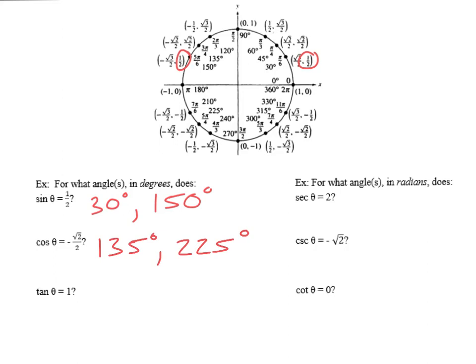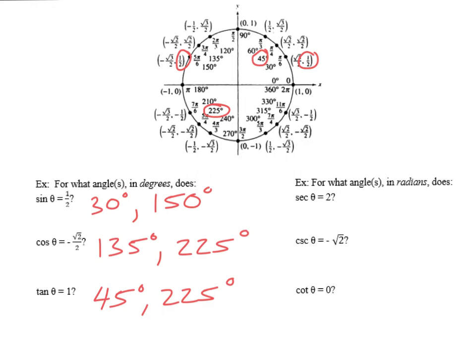Tangent of 1, a little bit tougher, right? Because this number isn't listed on the unit circle. I'm looking for where the x-coordinate and the y-coordinate are the exact same thing. That would be here, and that would be here, okay? 45 degrees and 225, okay? Notice an interesting little thing as you go through the unit circle and you're finding angles that have these particular trig values, you tend to get two answers, okay? You tend to get two answers.